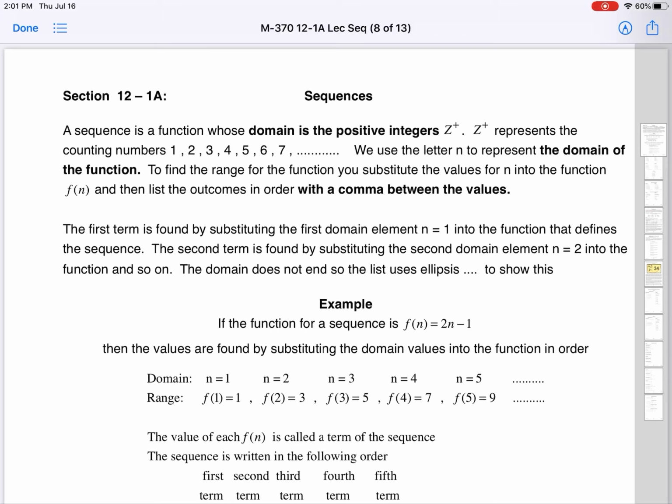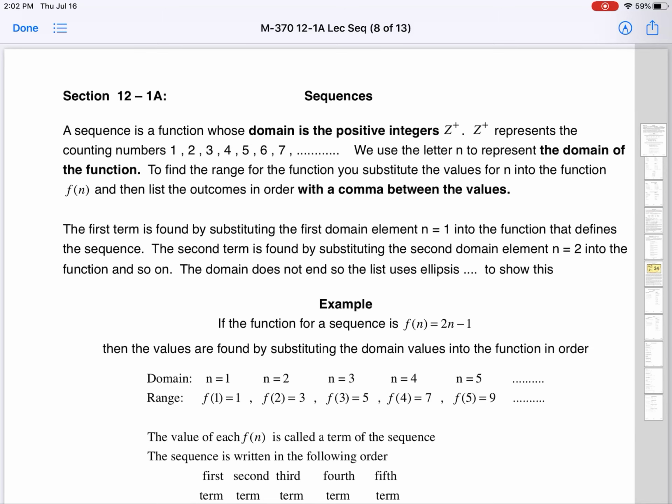And so a sequence is a function whose domain is a set of positive integers, right? So we're only plugging in numbers that are the counting numbers, 1, 2, 3, 4, 5, 6. They're basically position holders. We use n to represent the domain of the function. To find the range of the function, you would substitute the values of n into the function and then list the outcome with a comma between the values. So the first term is found by substituting the first domain element, n equals 1, into the function that defines the sequence. The second term is found by substituting the second domain element, 2. So you're just going to be plugging in 1, 2, 3, 4 into a prescribed formula.